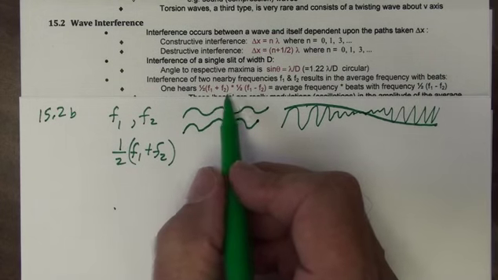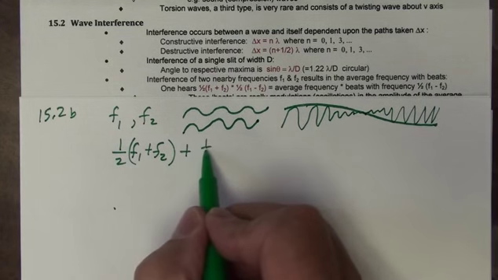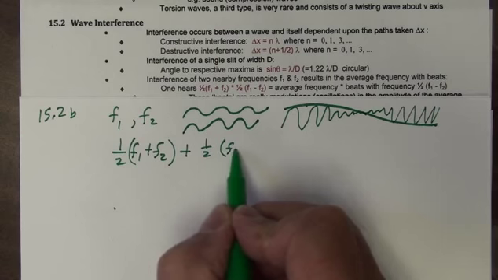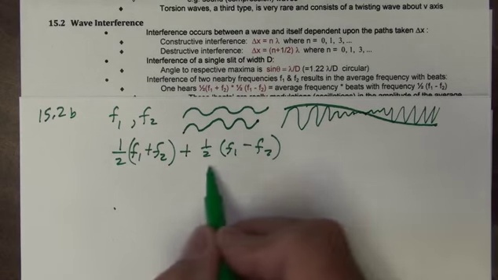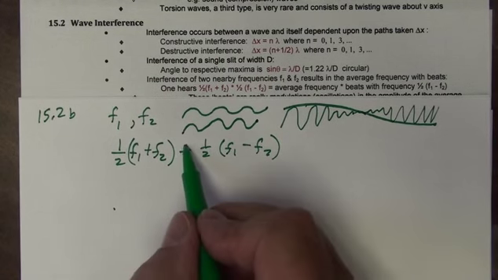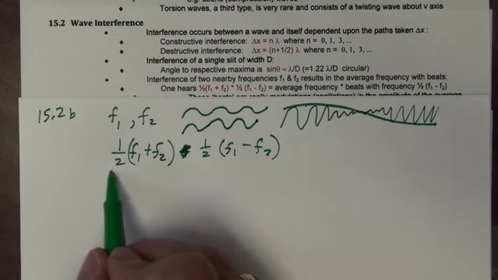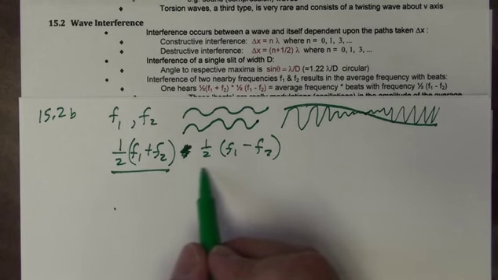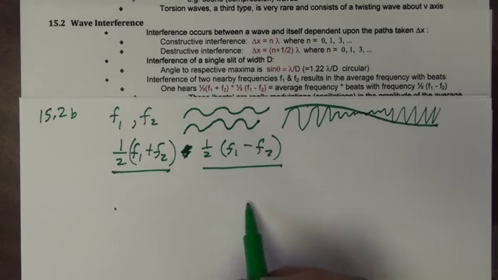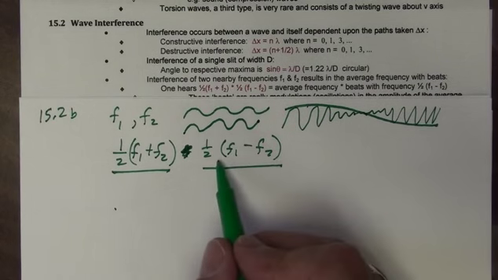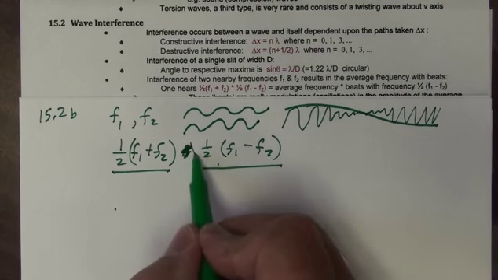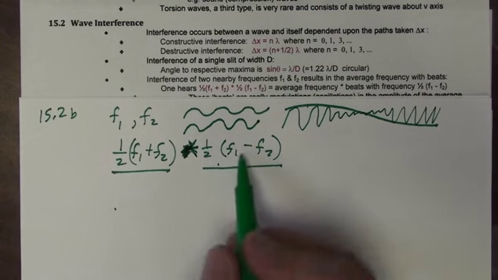And you're also going to hear 1/2 of F1 minus F2. You're going to hear the average of the frequencies, and you're going to hear the difference of the frequencies. And this is going to be the amplitude. It's going to be a product. I put a plus sign there originally. This is a product of the two.